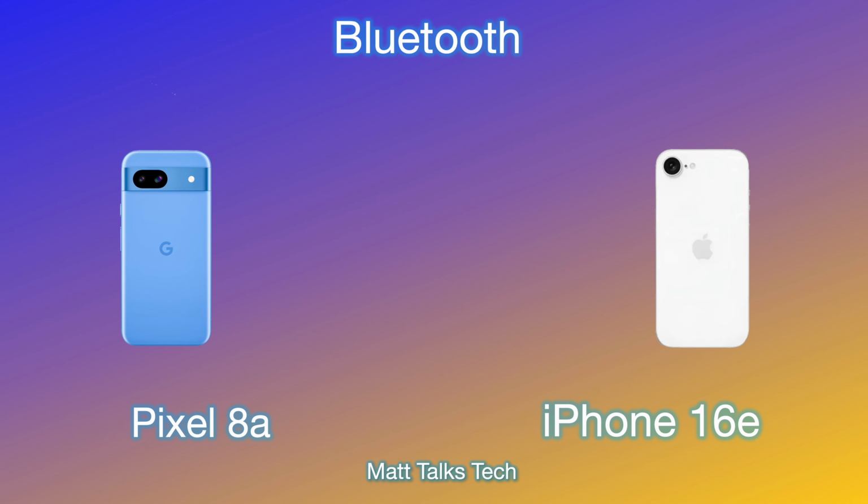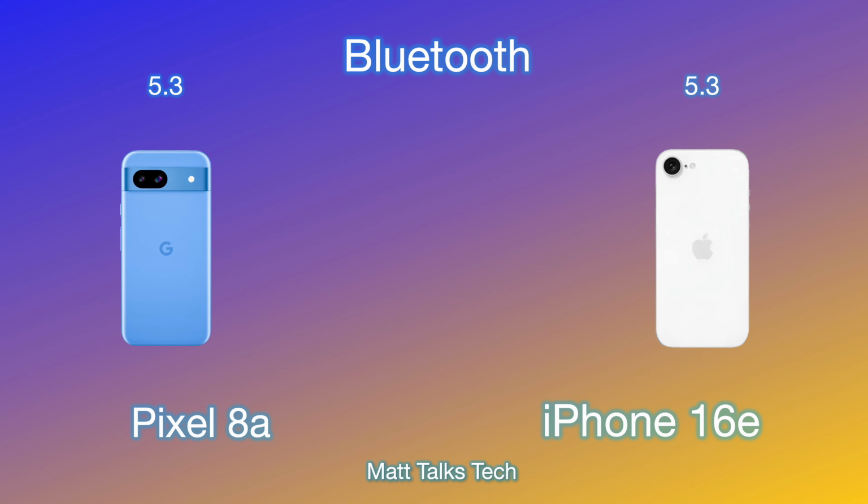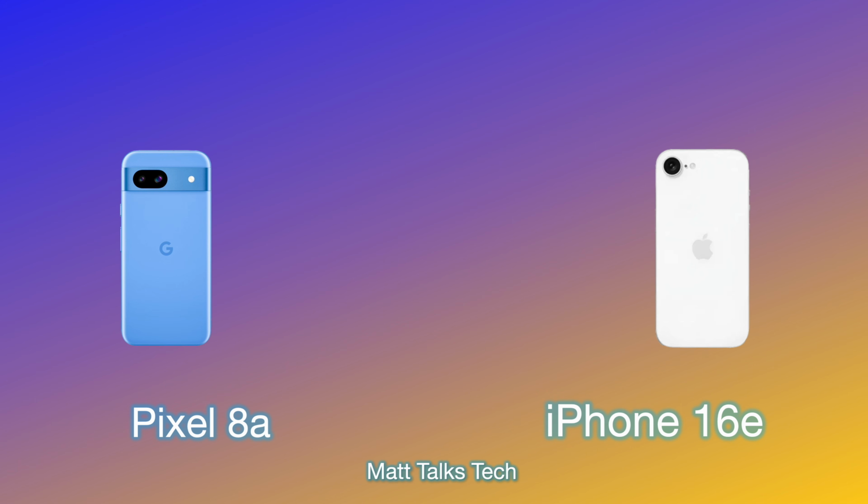But then for Bluetooth technology, both of these phones have exactly the same Bluetooth 5.3, so no differences there with that connectivity. But then for Wi-Fi, the Pixel 8a does have Wi-Fi 6E in it. It was quite good for a budget phone. Obviously, I wasn't expecting it to have Wi-Fi 7. And then the iPhone 16e only has Wi-Fi 6 inside of it, so a generation behind that.